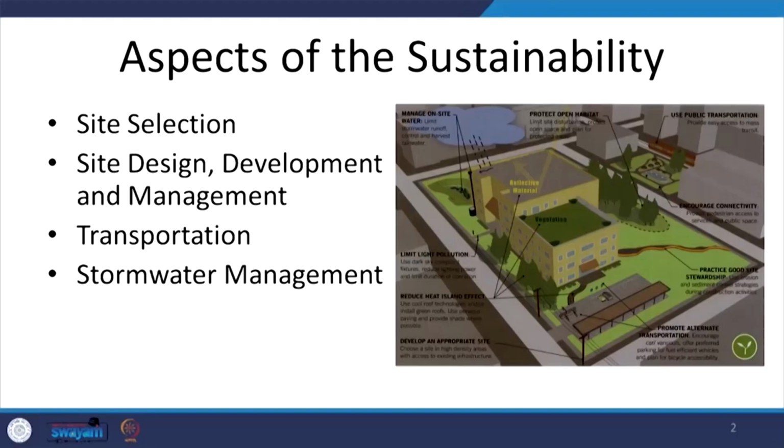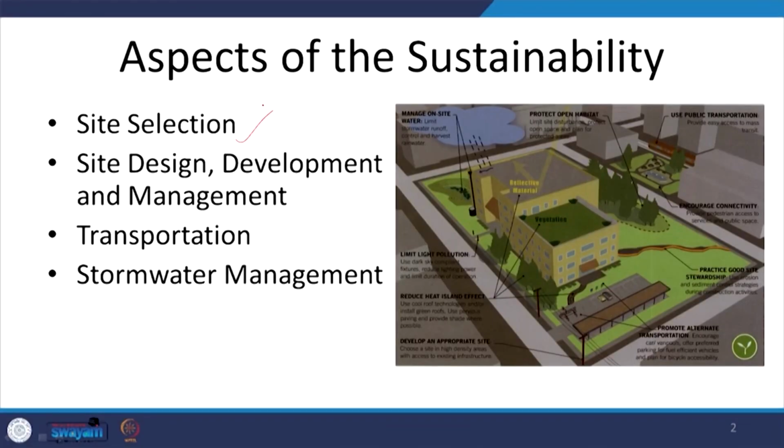Today, we are looking at how a site development should take place for sustainable architecture. So, while talking about sustainable site development for any building project, we have to look at a few aspects which are common. The first one being site selection: where the site should be located, what all amenities should be around it, what should be the distance, and what kind of land should be selected.